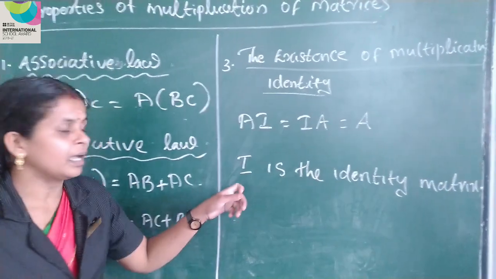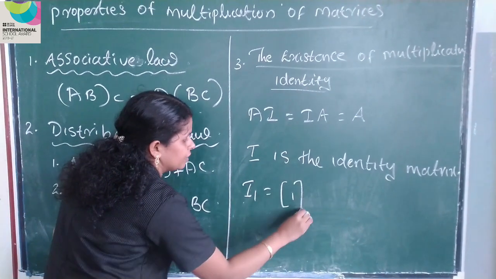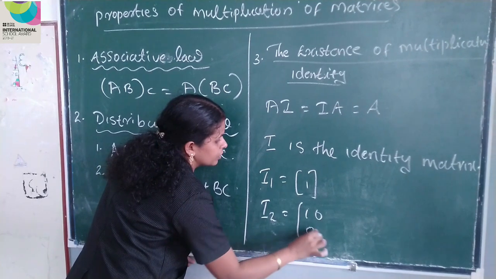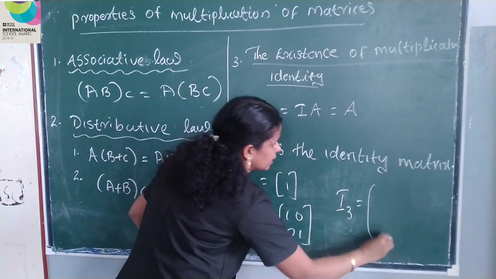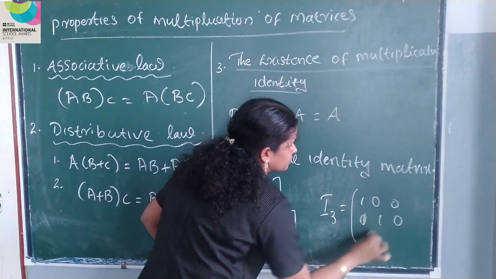We denote I as the identity matrix. Then I1 is equal to the matrix 1. I2 means the matrix 1 0 0 1. And I3 means what? This is the third-order identity matrix.